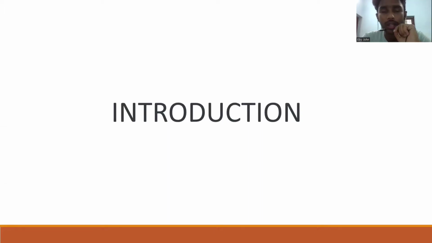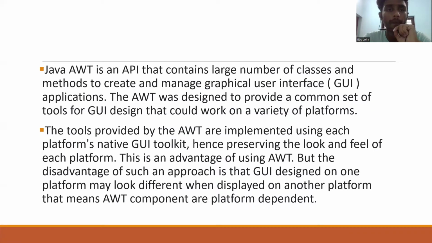Hi all. So today I'm going to discuss AWT in Java and buttons. Java AWT is an API that contains a large number of classes and methods to create and manage graphical user interface applications. The AWT was designed to provide a common set of tools for GUI design that could work on a variety of platforms. The tools provided by the AWT are implemented using each platform's native GUI toolkit, hence preserving the look and feel of each platform.